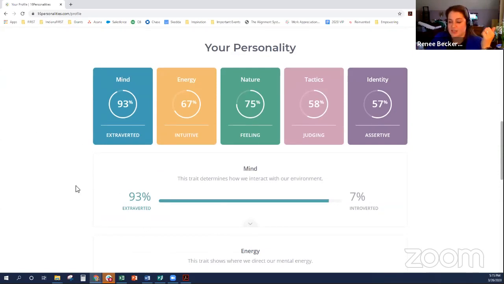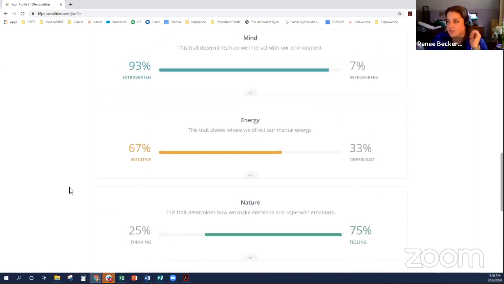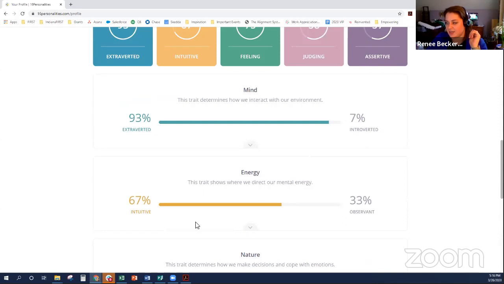I did not used to be 93% extroverted and, you know, as of my 29th birthday, that's where I'm at. And so there are still areas like under tactics where judging versus prospecting, I can switch to prospecting. These are spectrums. They're not hard and fast rules. But I thought these were some kind of interesting pieces.